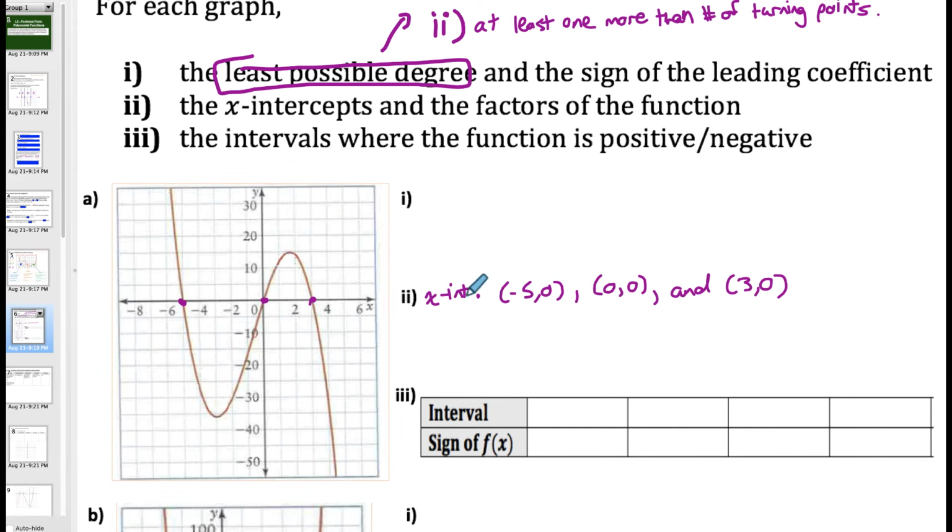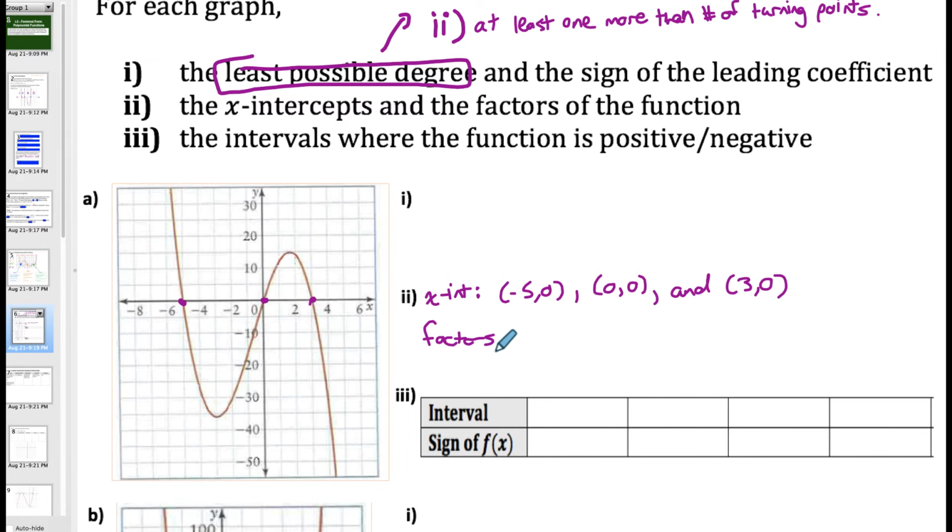Now what factors would create these x-intercepts? So we have to think, okay, we had some factor that when we set it to 0 and solved, we got -5. Well, what factor would create that x-intercept? We have to reset it back to 0. Move that -5 over, we'd get x plus 5 equals 0. Okay, well the factor of x plus 5 would be the factor that would create the x-intercept of -5. So hopefully you could follow that logic there.